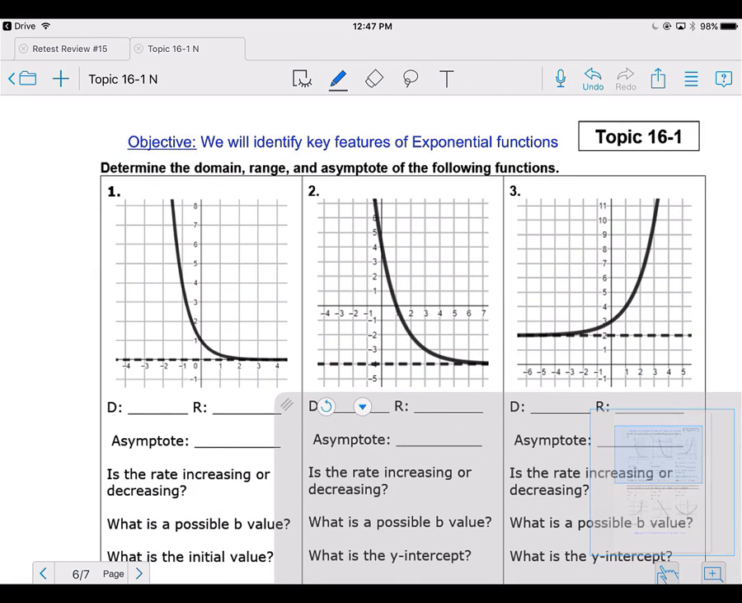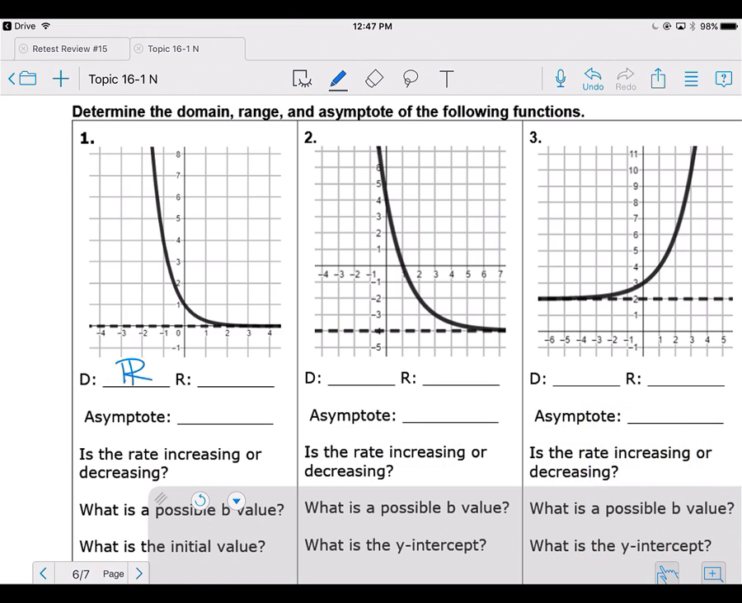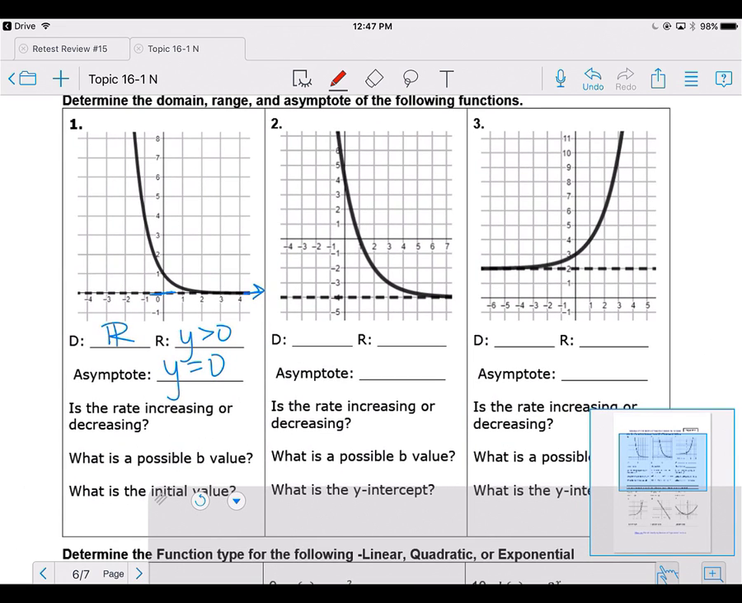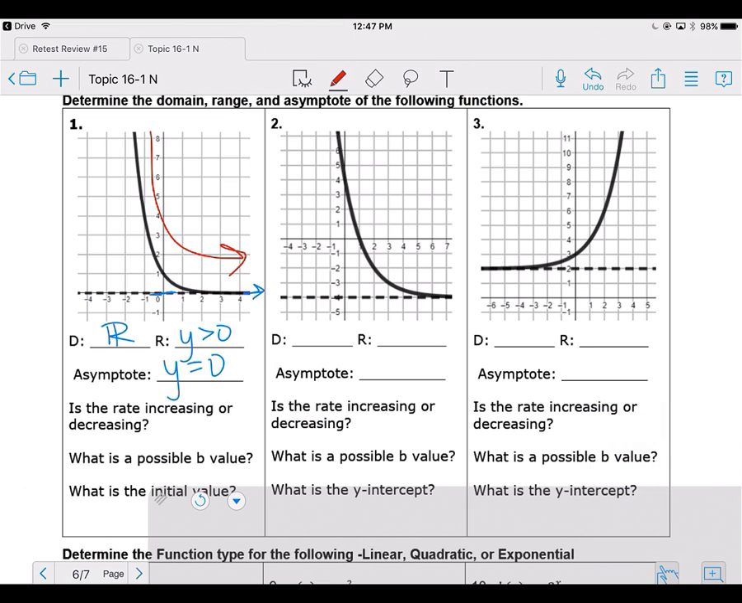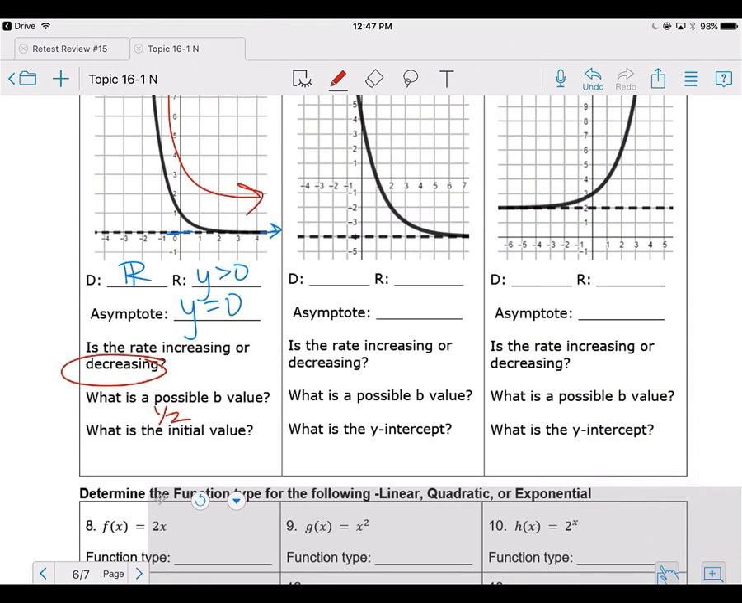On the back, we're asked to identify domain, range, and asymptote. So my domain is going to be all reals. My range, this is getting really close to 0, so y is greater than 0. Therefore, my asymptote is y equals 0. As we move from left to right, this is decreasing. So a possible b value would be anything between 0 and 1. So we don't have any negatives, but 1/2, 1/3, anything with a fraction or a decimal. And then my initial value, my starting or my y-intercept, is at 1.